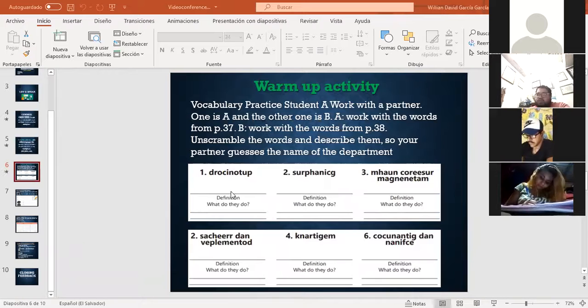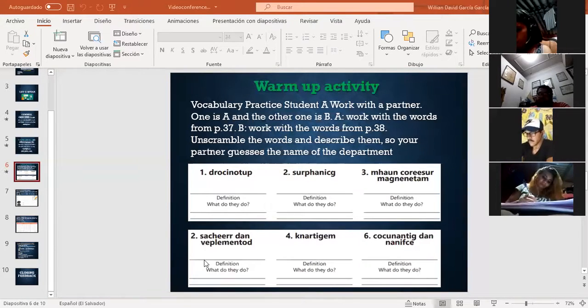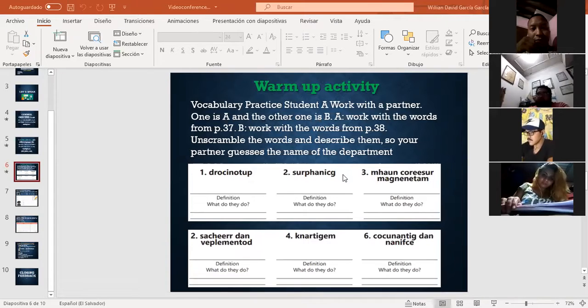Okay, recuerden de que los A solo van a contestar las primeras tres y los que les corresponde B van a contestar las tres de abajo, solo three and three, so that's what we had to do. And I will give you a couple of minutes to socialize about this information, and then we're going to practice together. That's one of the things, right?